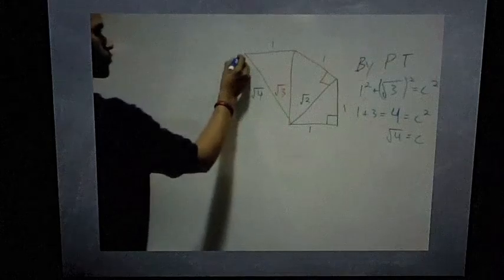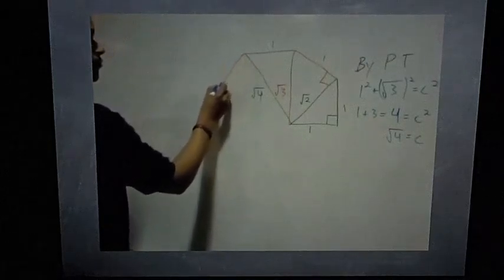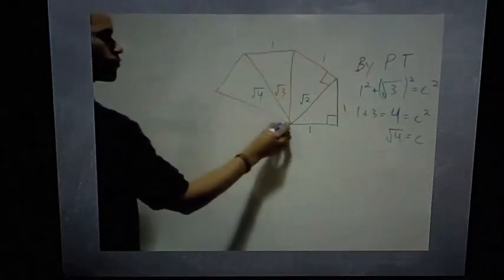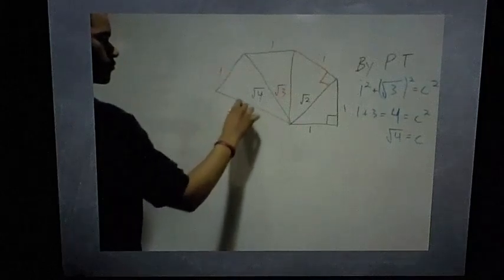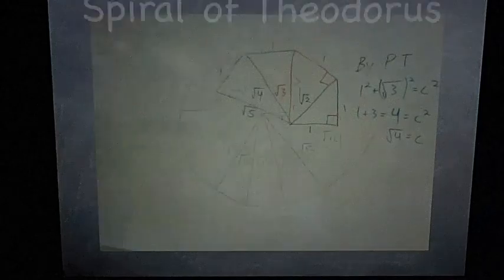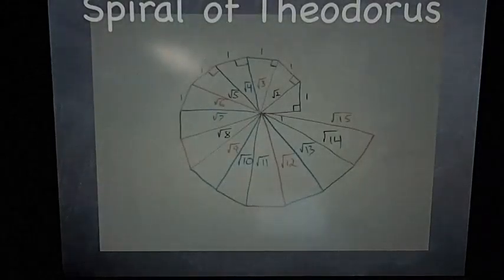So as you can start to see our pattern here, through our simple construction method, we're able to construct irrational numbers, whole numbers, any number we need. So after several more iterations, this is what your construction will look like. This is known as the spiral of Theodorus.